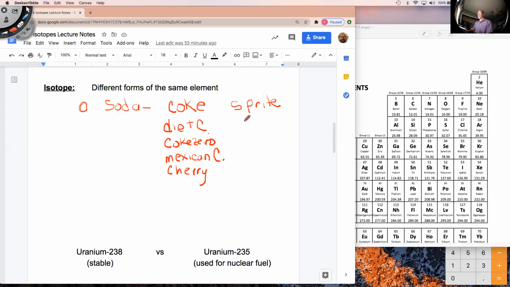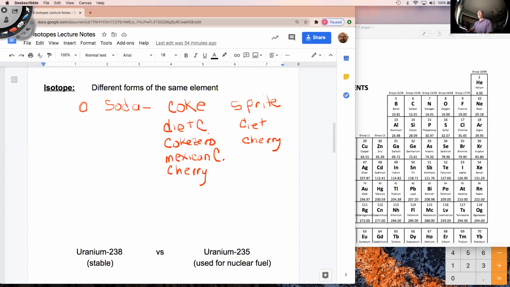Sprite, you'd have the same thing. You would have Diet Sprite, you would have Cherry Sprite, and these are all different types of Sprite. They're still Sprite, but they're just different types. Kind of like we have elements, and there's different forms of those elements. These are different forms of soda. This is an analogy that I would use just to give you an idea.